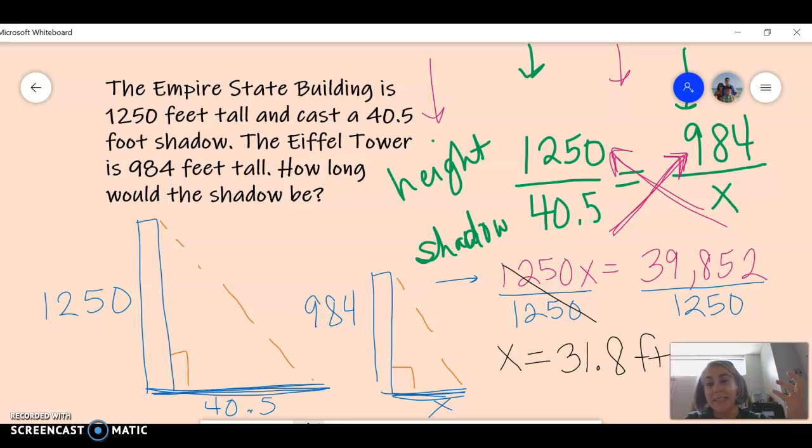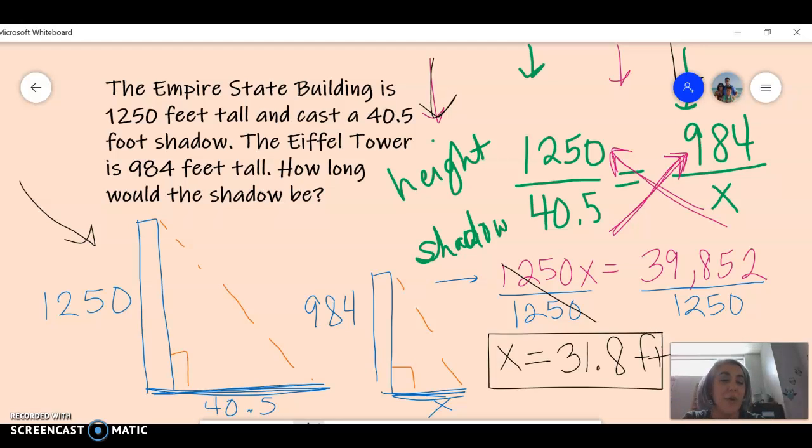So the easy part to this is getting it set up here. Once you get it set up, remember you want to do your word ratio, then your proportion, which is here, and after your proportion, you want to cross multiply and divide. So there, friends, is your shadow problem.